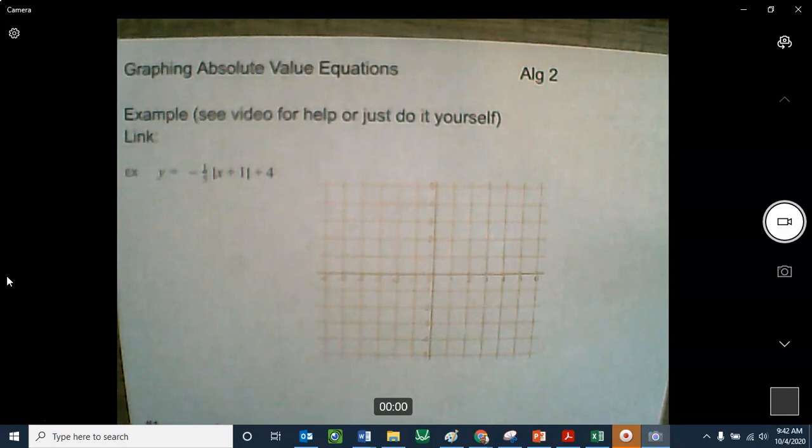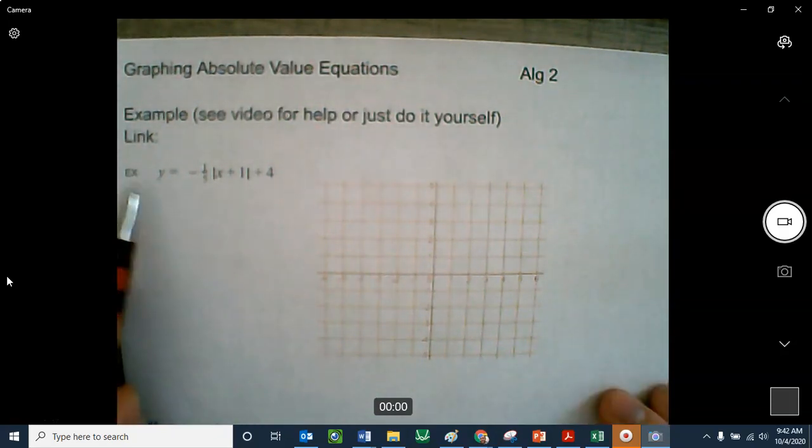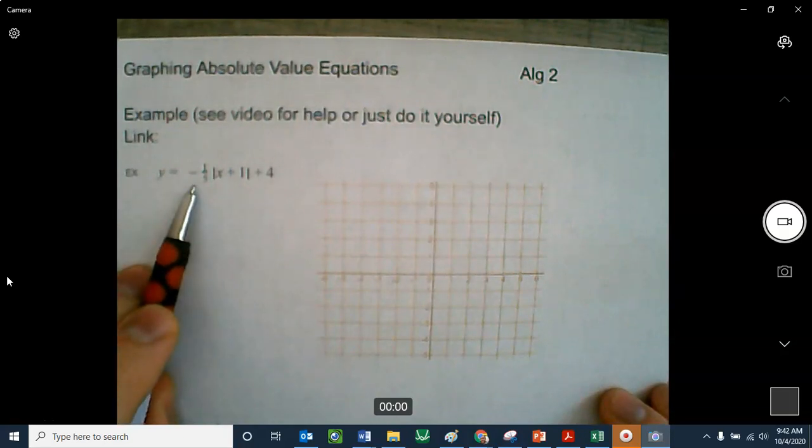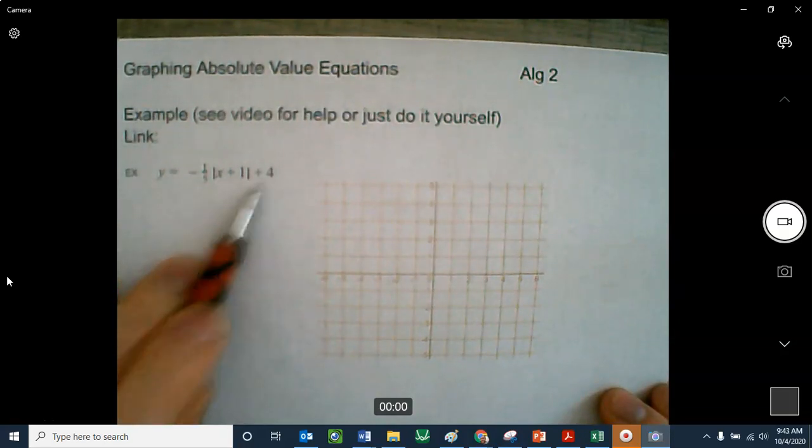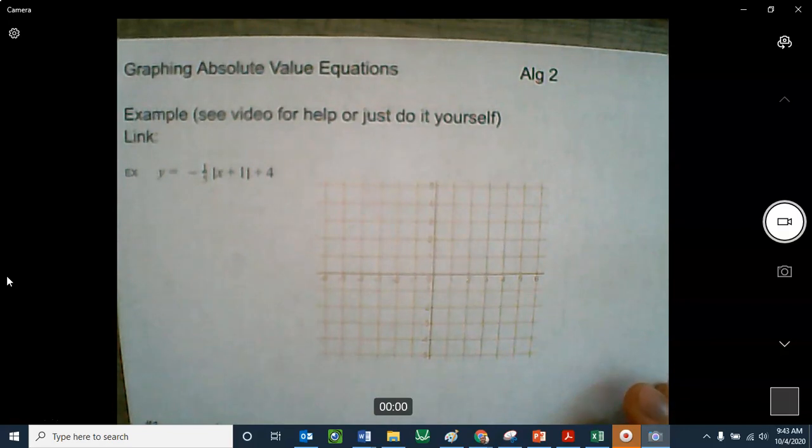But there are shortcuts to be had, and there's more efficient ways of doing that. So if we can make these generalizations, we can make life easier for ourselves. So here's the example. It says y equals -1/5 |x plus 1| plus 4. I'm at home, so my camera is a little fuzzier than the one I use at school, but that's okay.